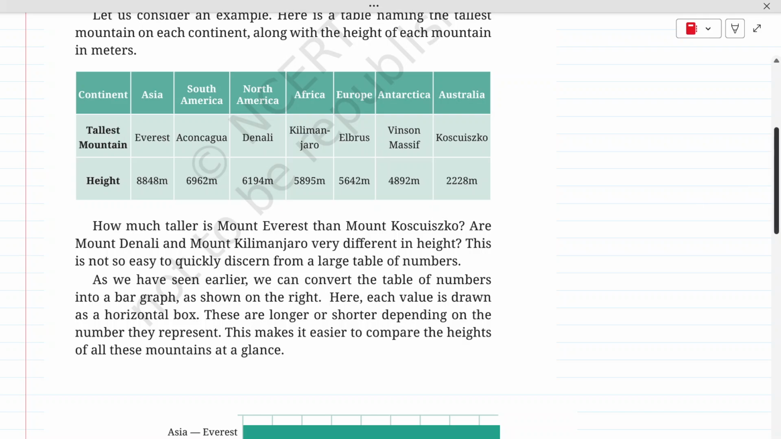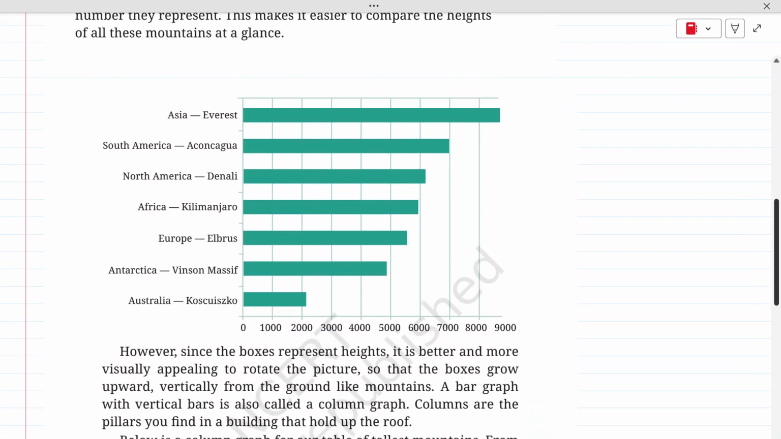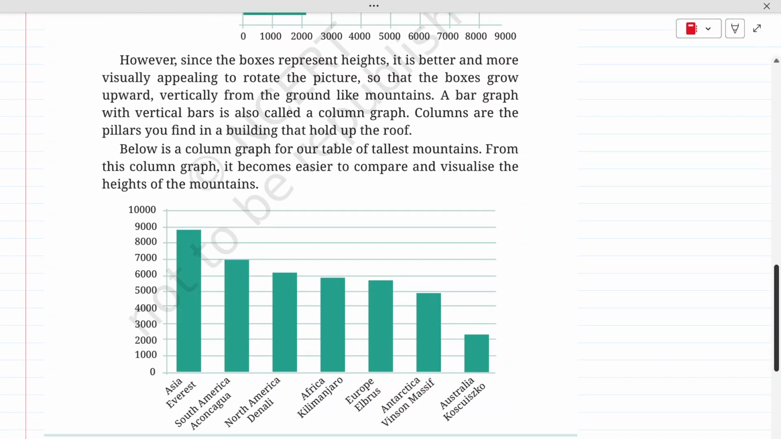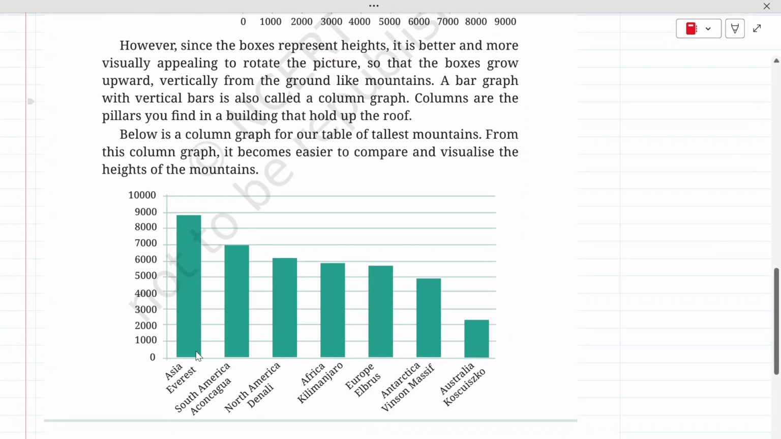So how they have shown it here is this. They have marked the name of the continents on the vertical axis, and on the horizontal axis they have taken the height. So the data is represented in horizontal bars. We have horizontal bars in this case. Okay, and the same data in the next part they have plotted in vertical bars. So below is a column graph for the table of tallest mountains.